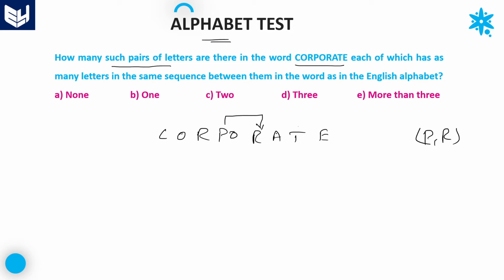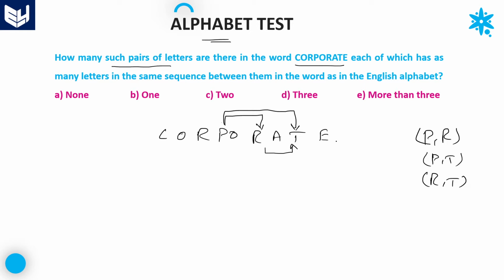Next R, S, T. Here P, Q, R, S, T. This is also one pair. PT is also one pair. After that, no more. Next O, P, Q, R, S. Next R, S, T. This is also one pair, R and T.